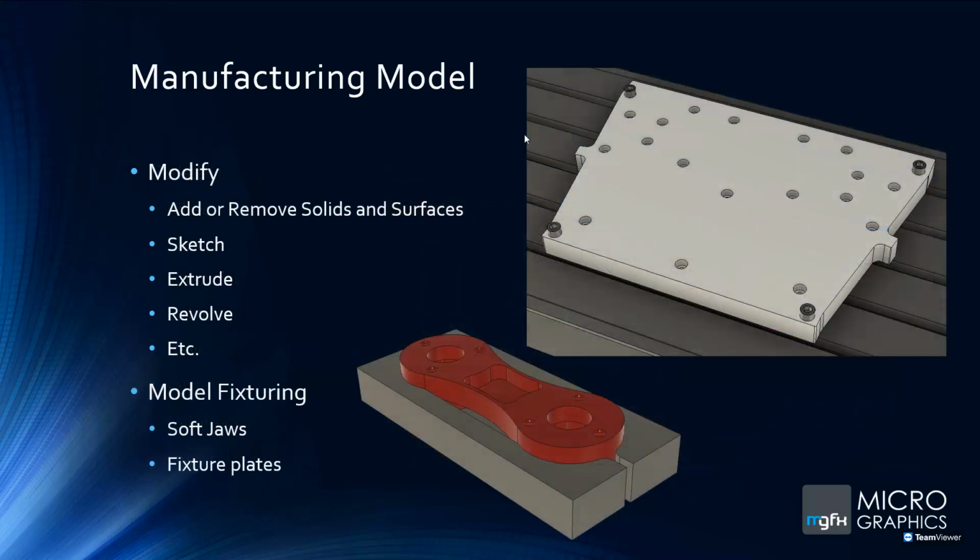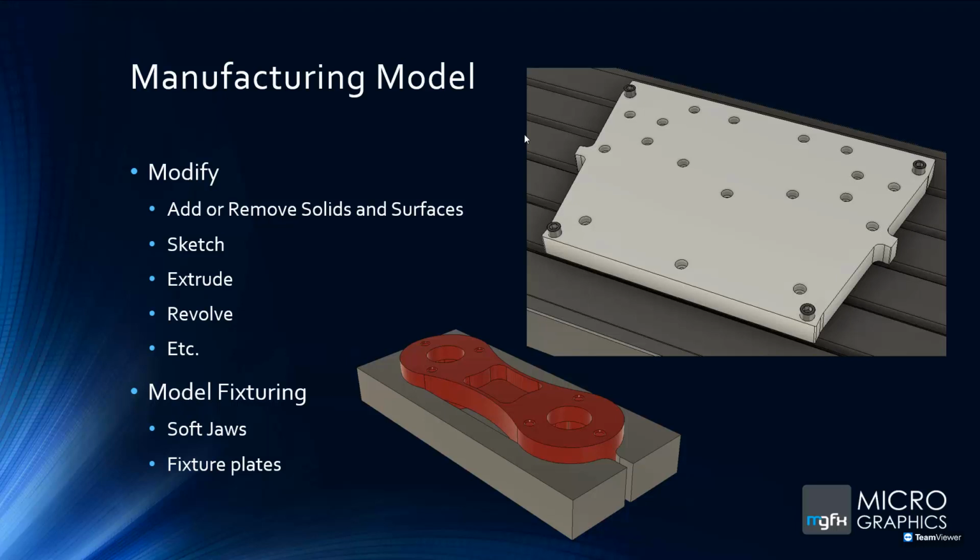The manufacturing model can also be used to modify the existing design, so it can be used to add or remove solids and surfaces. Once again, the image on the right-hand side shows the previous part where all the pockets have been removed. You can modify by creating sketches, extruding, revolving, etc. All the standard modeling processes.